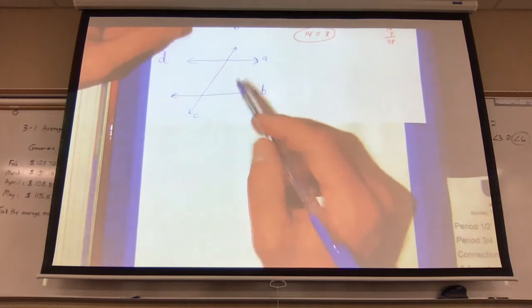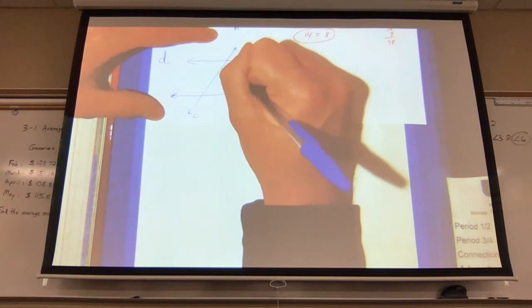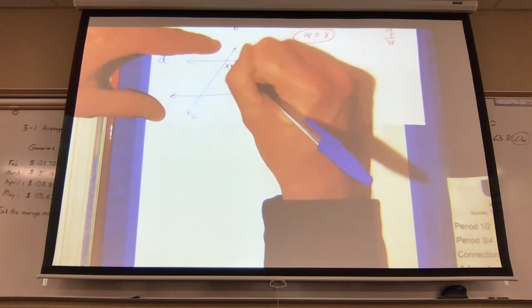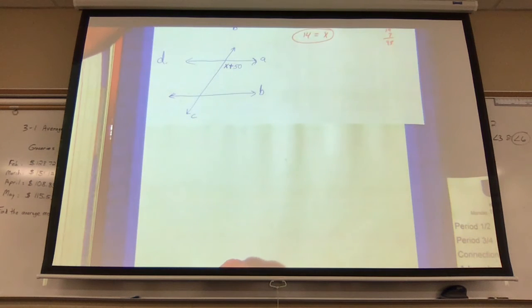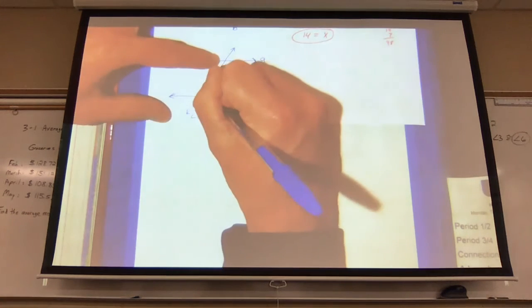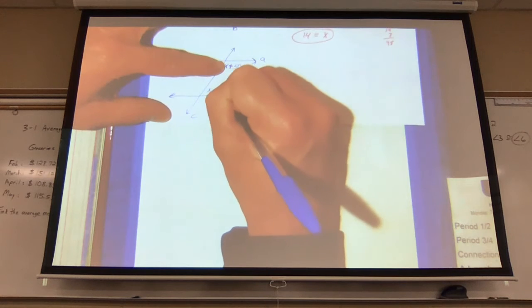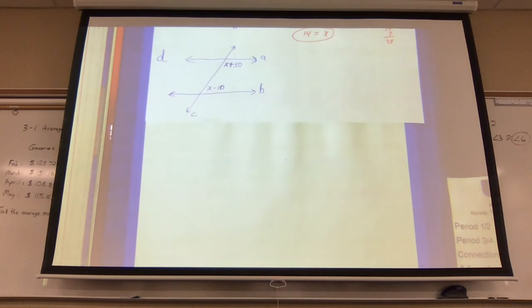This time they're going to give us two angles here. I'm just making this up, so hopefully it works out well. That one's going to be x plus 50. This one's going to be x minus 10. And we need to find x so that A is going to be parallel to B.